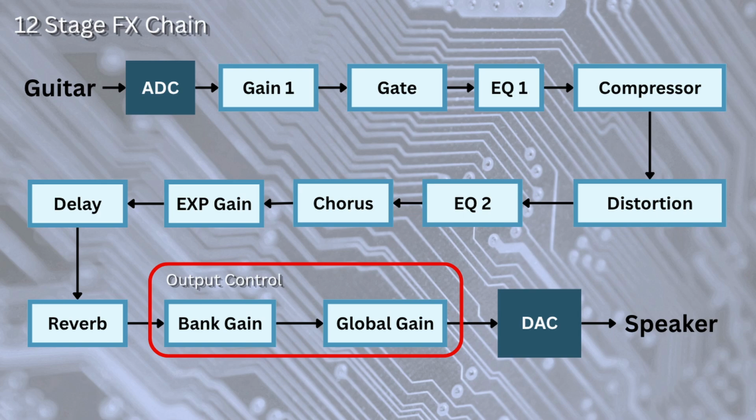The first one controls the volume of the selected bank. The second one is the master output volume.